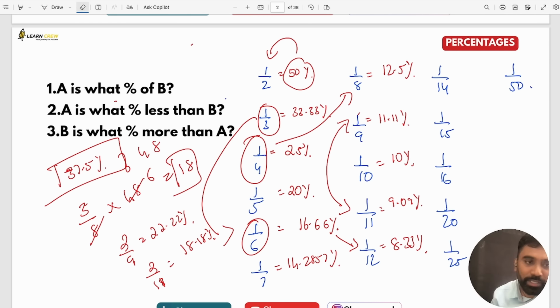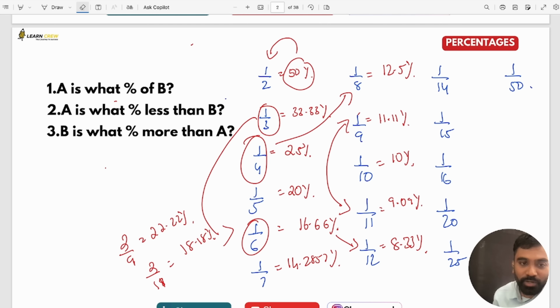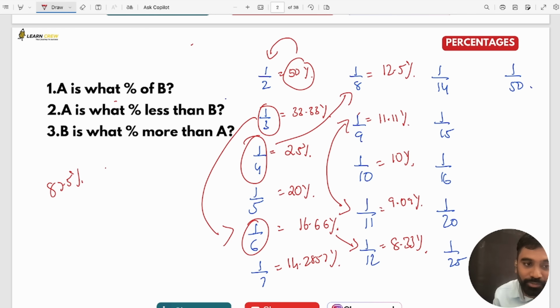Okay, now a quick question, since you have done so many things. What is 87.5%? Somebody can just put it down in the comment, that would be great. What is 87.5%? Any answers? 87.5% is going to be 7 by 8. Sir, 12.5 lesser than 100. Yes, 7 by 8. Absolutely right. This is the way you can identify it, right?